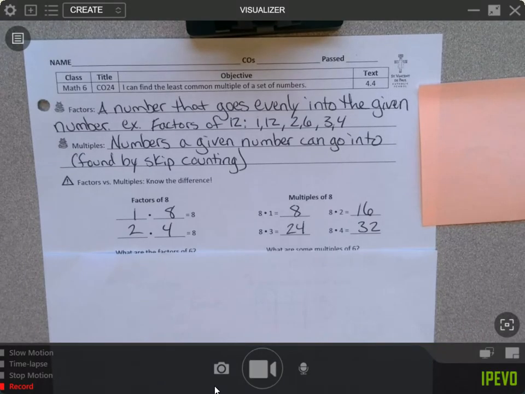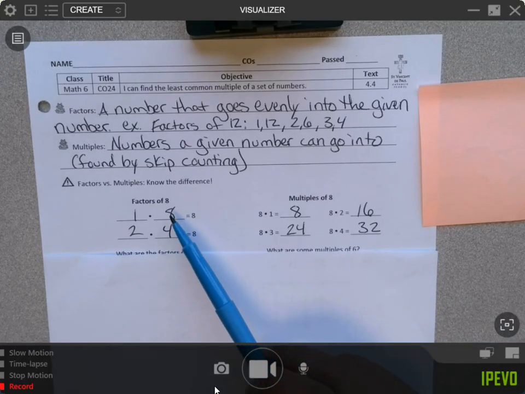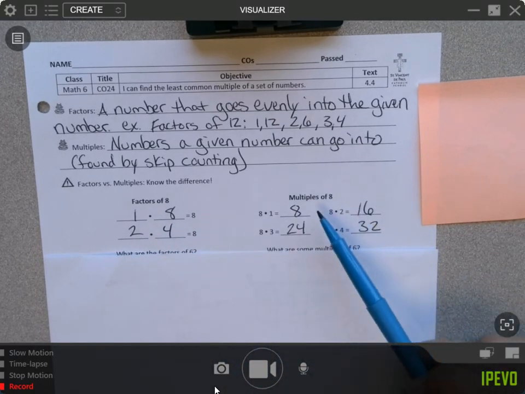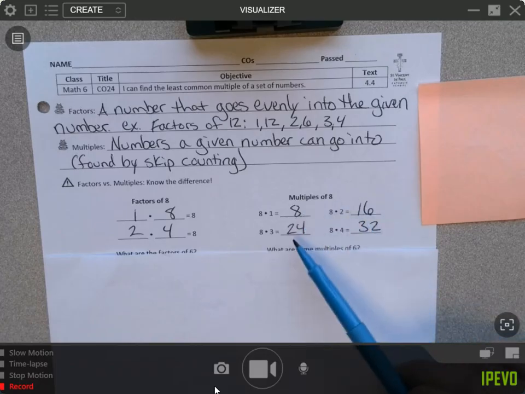Very, very different types of numbers. If you're asked for the greatest common factor, you know you are breaking it down into a small number. If you're asked for the least common multiple, you are multiplying up to a bigger number. So for the 8, the factors are all 8 or less. For the multiples of 8, they are 8 or greater.